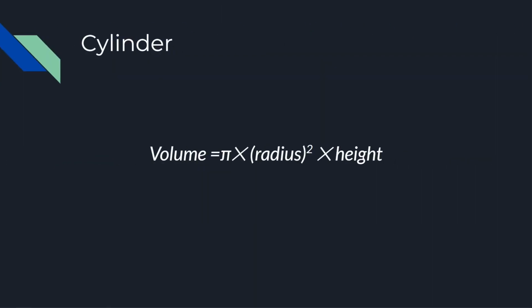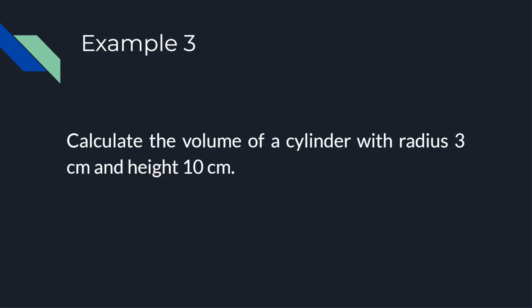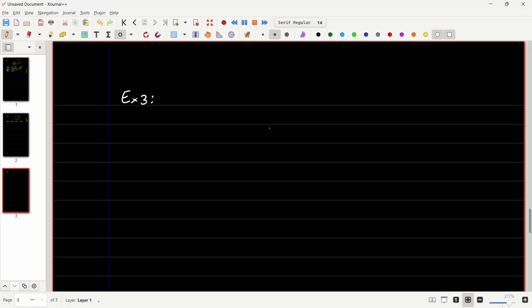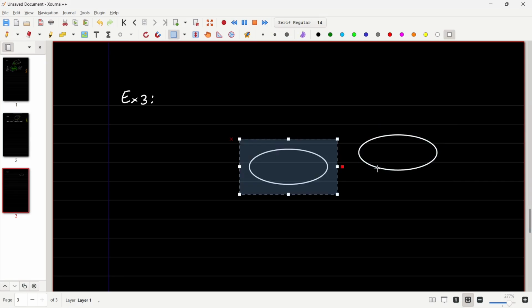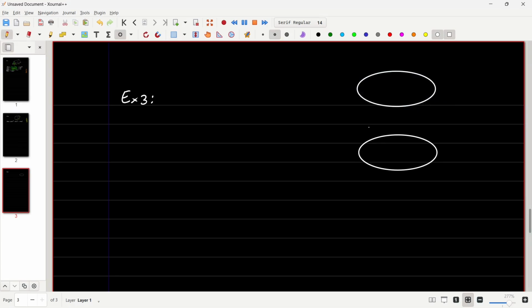The next shape we'll look at is a cylinder. We can also use the prism formula for a cylinder. As you can see, this part here is the formula for the area of the circle. So, area of the circular base times the height will give us the volume for the cylinder. Let's try this example. We're required to calculate the volume of a cylinder with a radius of 3 centimeters and a height of 10 centimeters. First, I'll draw a shape. Now we'll work out the volume.